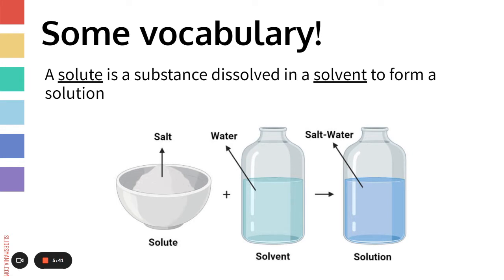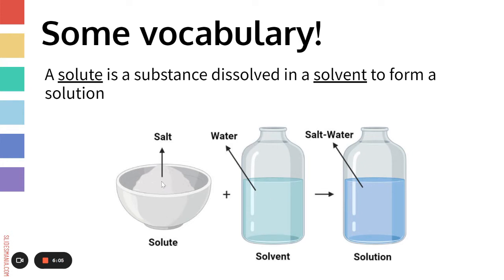One is the word solute. And solute is going to be a substance that's dissolved in some kind of liquid. And we call the liquid the solvent. And when you mix a solute and a solvent, you get a solution. So solute is the thing being dissolved. Solvent is the substance in which the solute is dissolved.